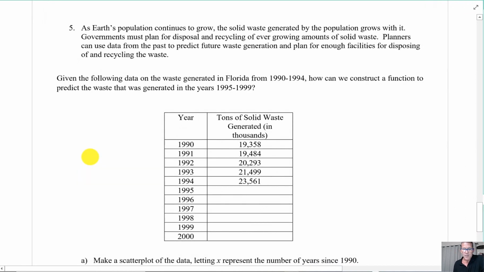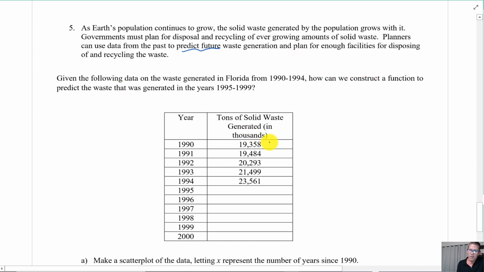So as Earth's population continues to grow, the solid waste generated by the population goes with it. That should make sense, right? Governments must plan for disposal and recycling for ever-growing amounts of solid waste. Planners can use the data from the past to predict the future of waste production, and plan for future facilities for disposing and recycling the waste.